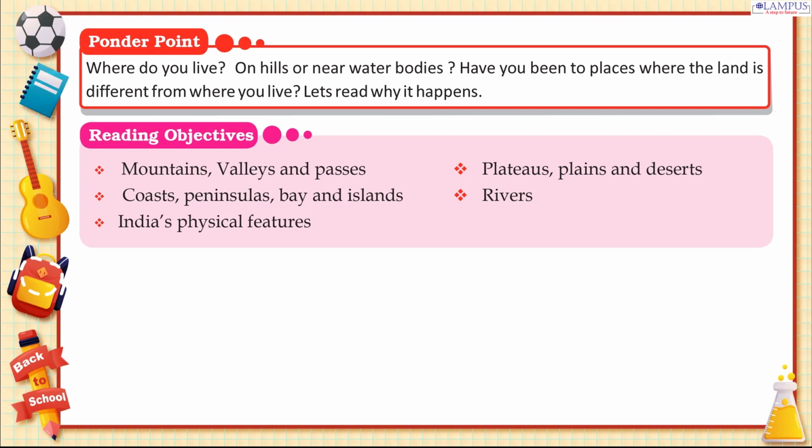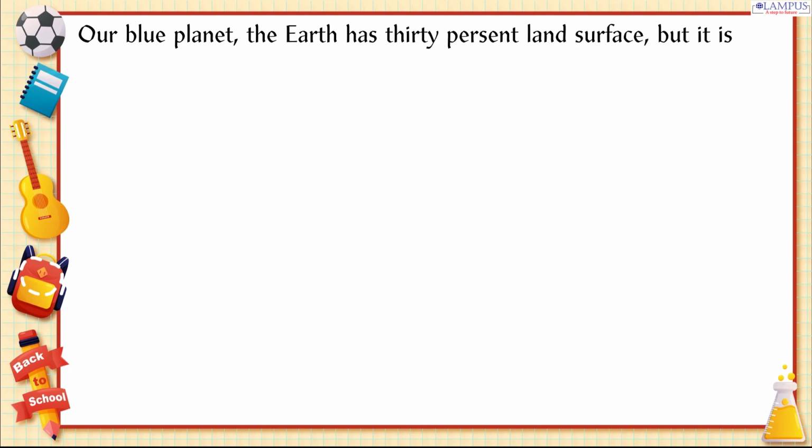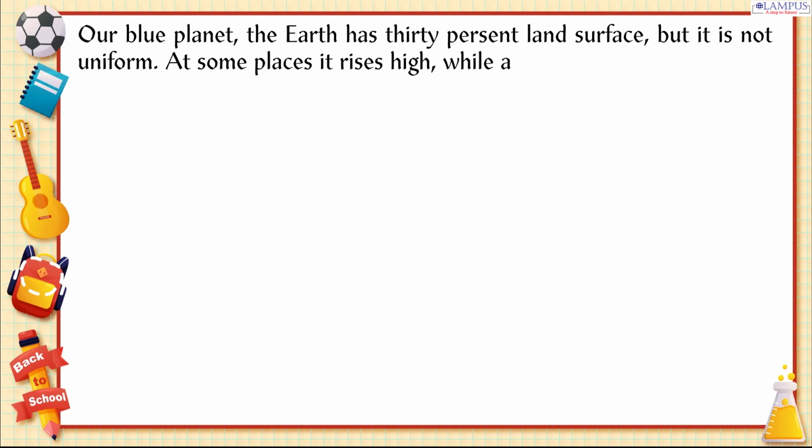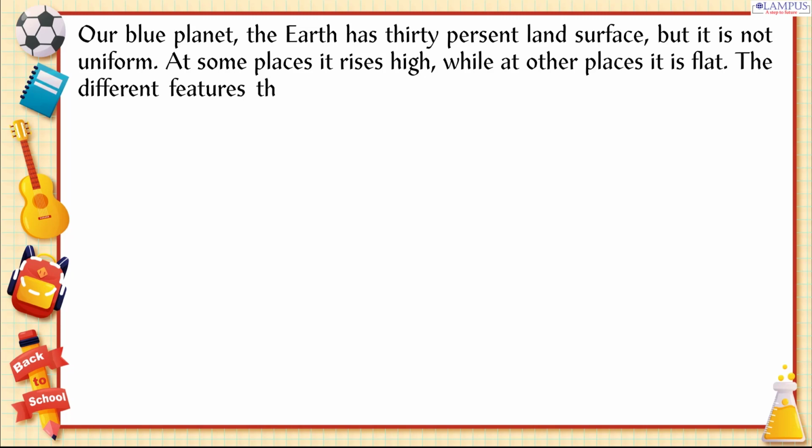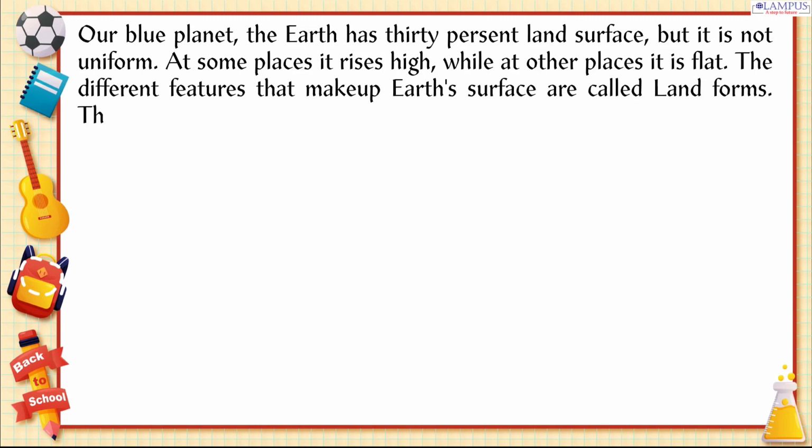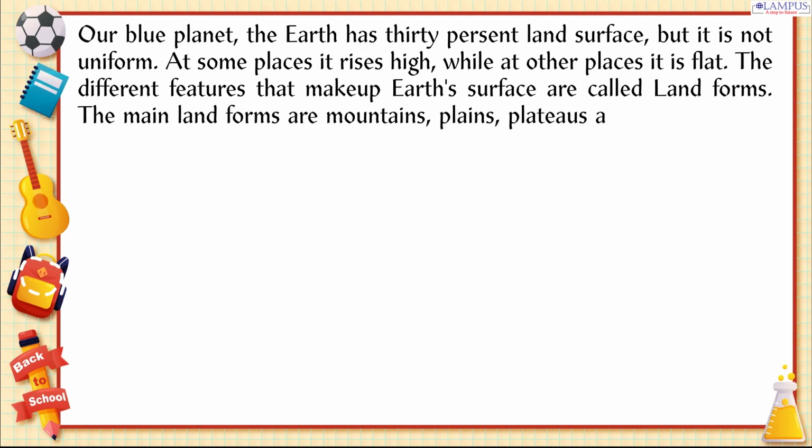India's physical features. Our blue planet, the Earth, has 30% land surface, but it is not uniform. At some places it rises high, while at other places it is flat. The different features that make up Earth's surface are called landforms. The main landforms are mountains, plains, plateaus and deserts.